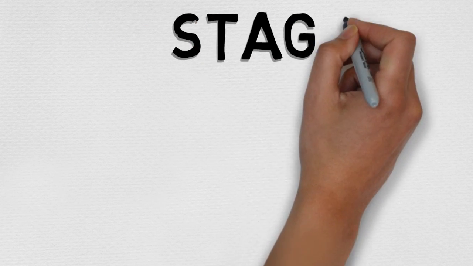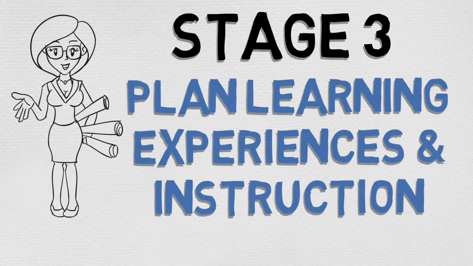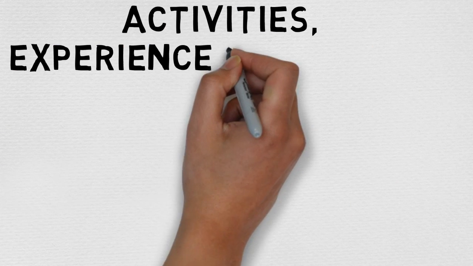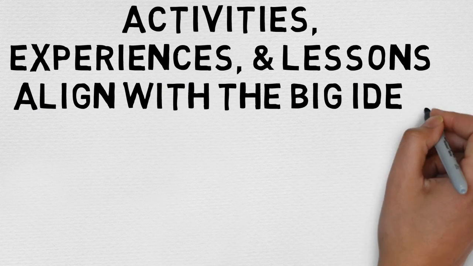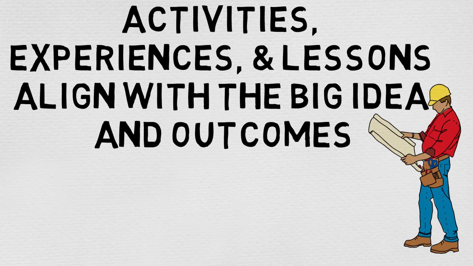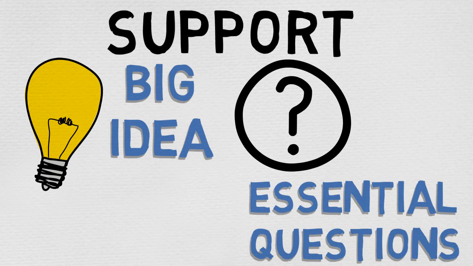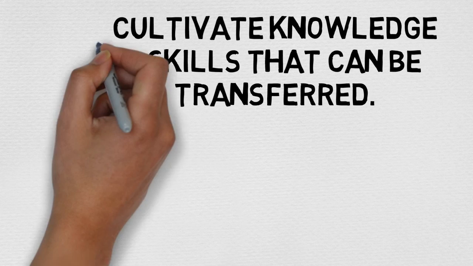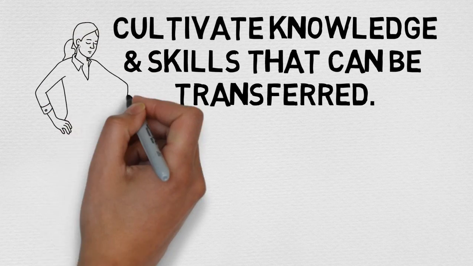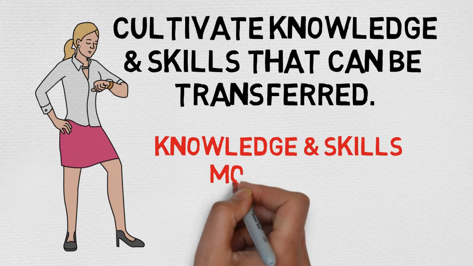We're now going to move on to stage 3 of the UbD framework, where teachers plan learning experiences and instruction. In stage 3, it's important to note that all activities and learning experiences align with the big idea and the outcomes discussed in stage 1. Secondly, that the learning experiences support students to understand the big idea and all the essential questions. Next, that they cultivate knowledge and skills that can be transferred to new situations, as well as allow for progress of knowledge and skills to be monitored.